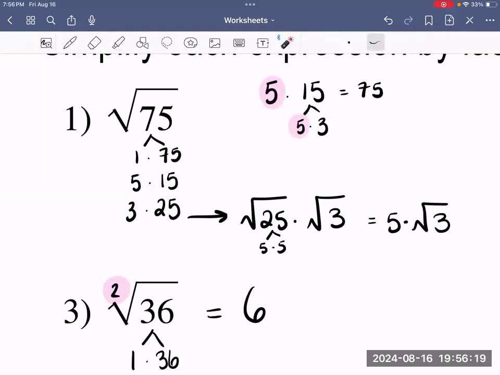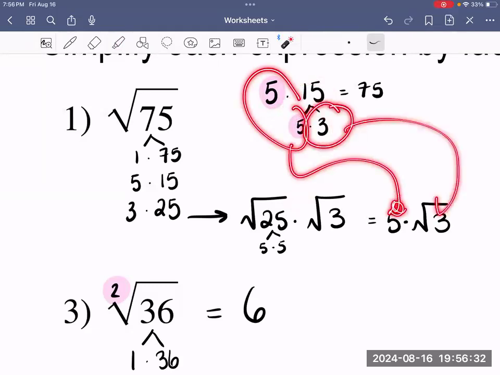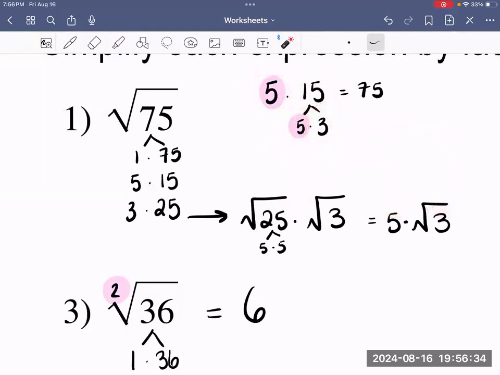So sometimes if you notice, okay, well, I can't really take the square root of these like I did with this one, then try and break it up. What do you notice about some of your other factors? Then this 5 comes out because it's a pair, and this one remains inside the square root sign.